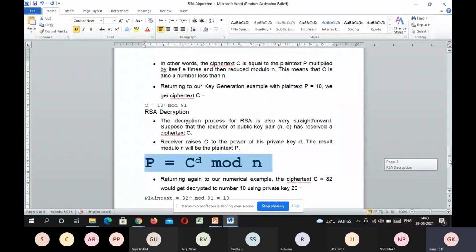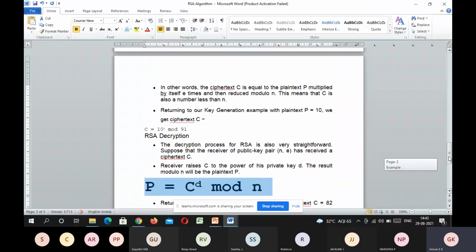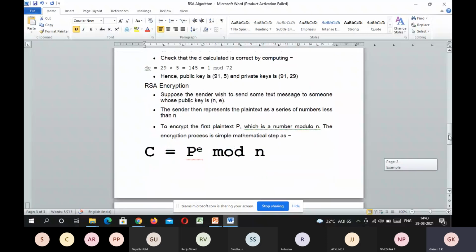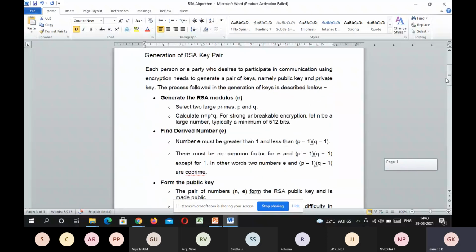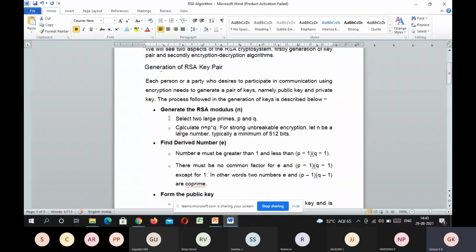Can you understand? These are the 6 important steps of the RSA algorithm. Once again, I'll repeat. First step is select two large prime numbers P and Q, where P is not equal to Q, and calculate N, which is equal to P into Q, and select a number E which must be greater than 1 and less than (P minus 1)(Q minus 1), where E is nothing but the public key.